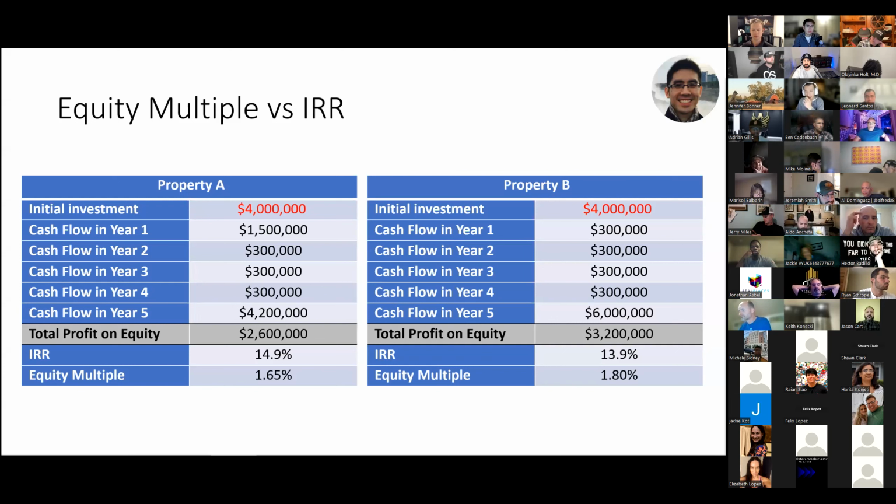Okay, thank you for that. And that leads into my second question here. Why would a property cash flow $1.5 million in the first year?